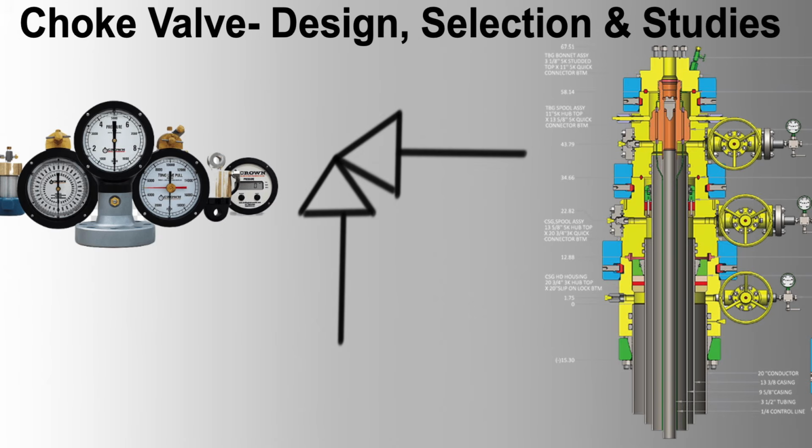Solution: select materials with high erosion resistance, such as tungsten carbide inserts. Implement sand management practices to reduce particle flow through the valve. 3. Issue: corrosion in sour service.